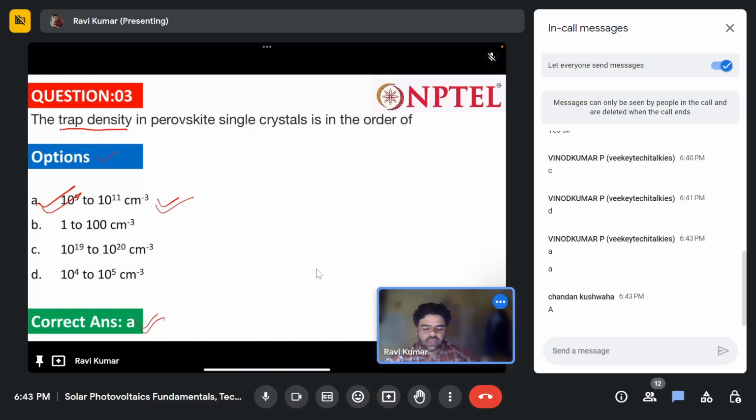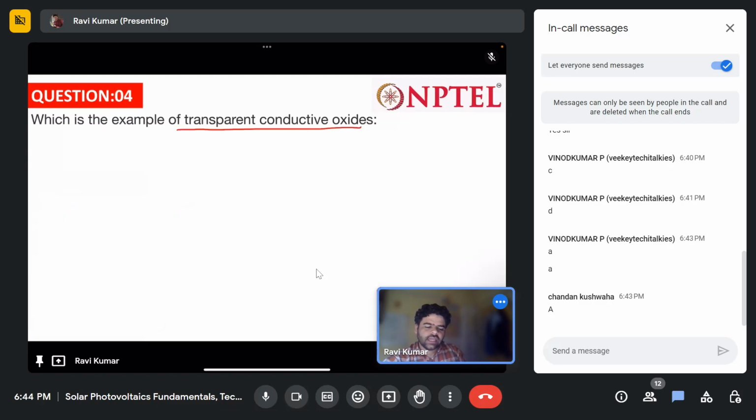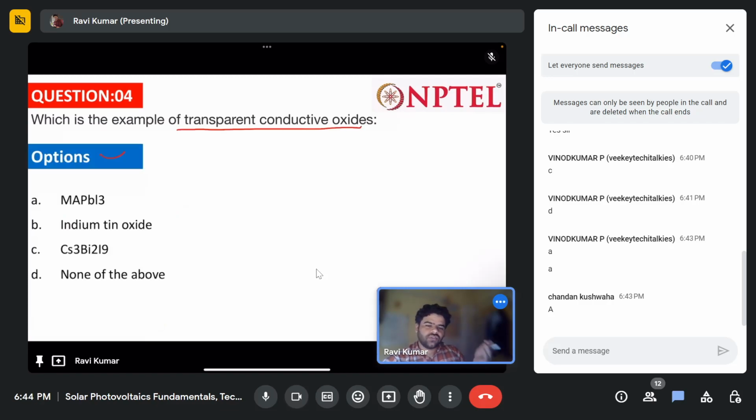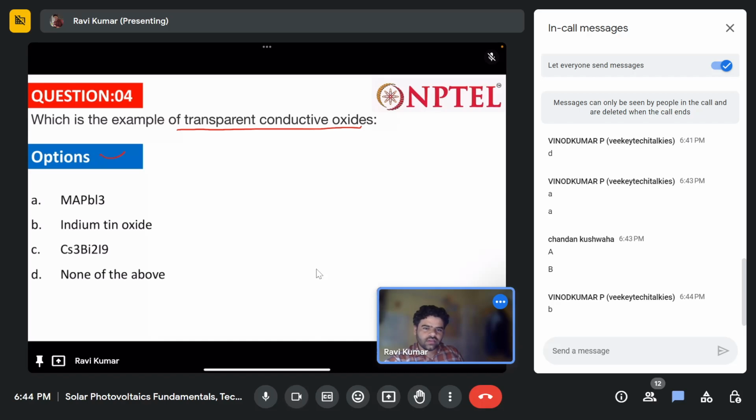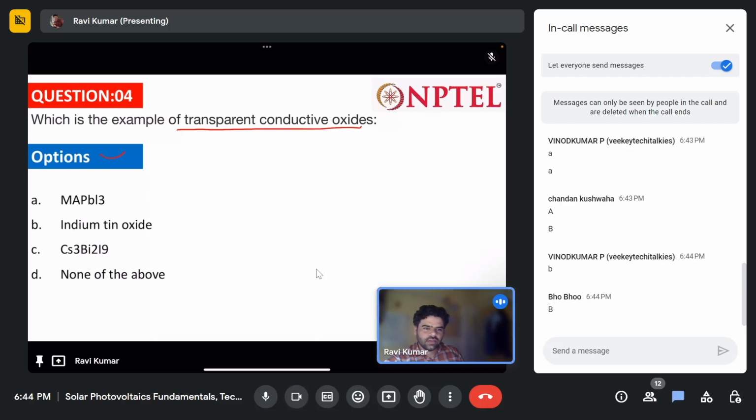Next question we have: which is the example of a transparent conductive oxide, which we have seen in the last few classes? A is not a conductive oxide, A is a perovskite material. Yes, Vinod said B. Chandan said B. ITO. We were discussing the ITO layer many times, and that is a transparent conductive oxide. So the answer here is B.